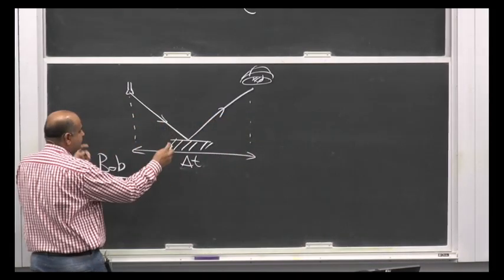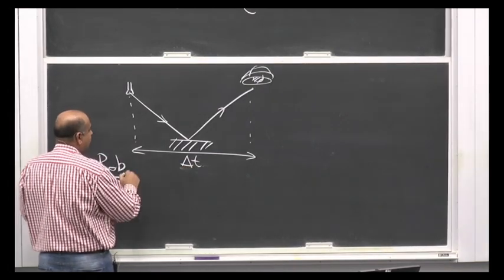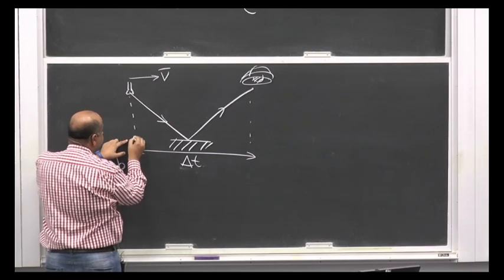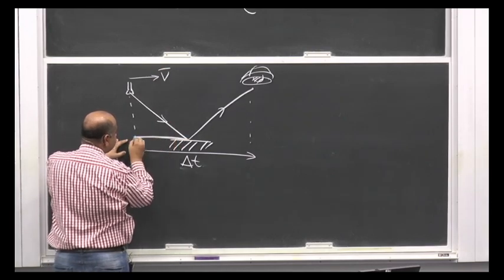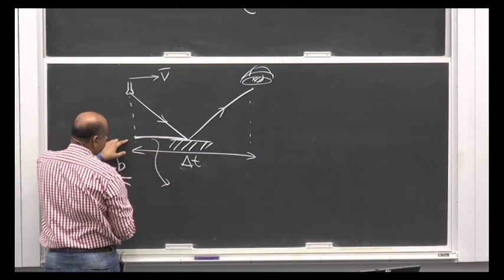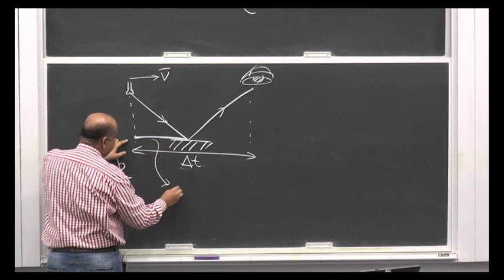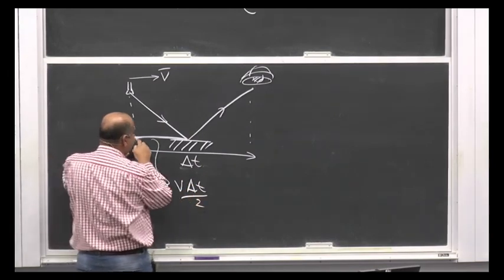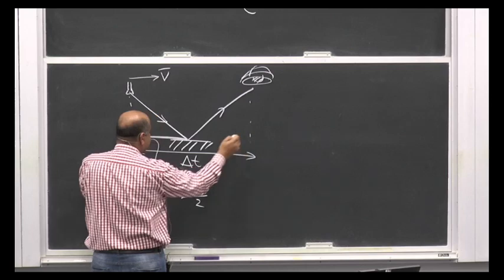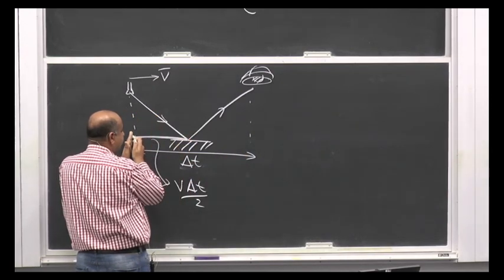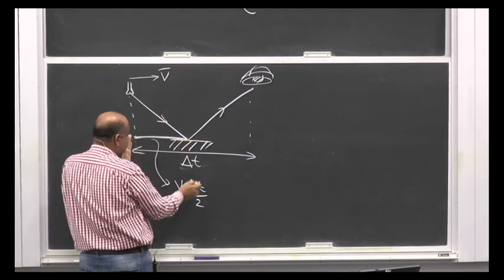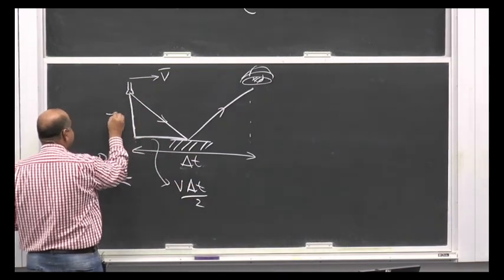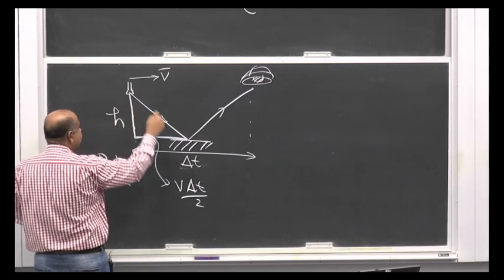Okay, so if the time is delta t and the train is moving with velocity v, what would be this distance? This distance would be v delta t by 2. So delta t is the time when the train went from here to here, and delta t by 2 is the time that it went from here to here. So the distance is v delta t by 2. This distance is still h.